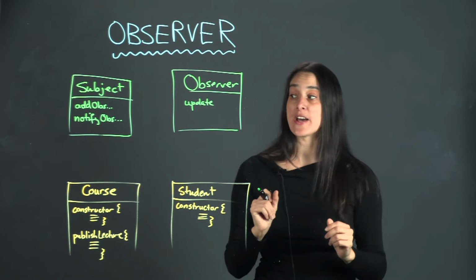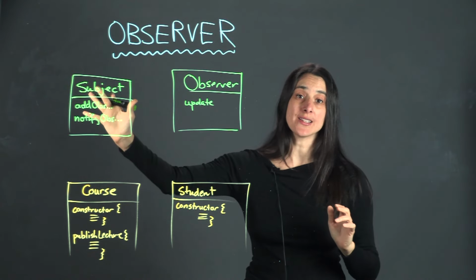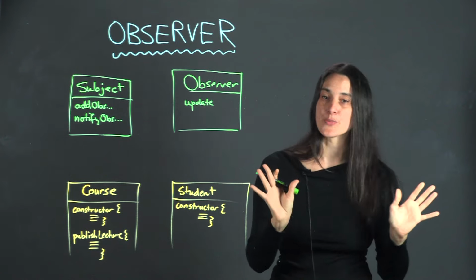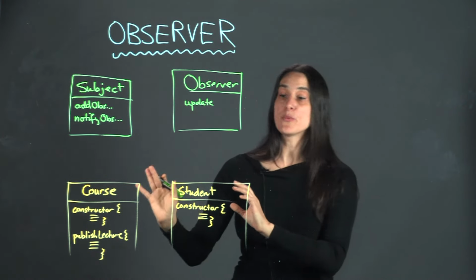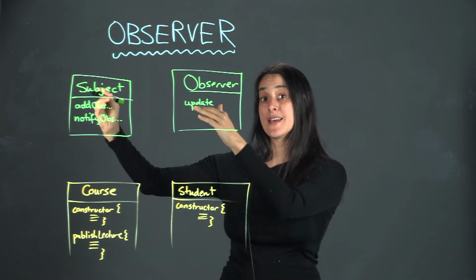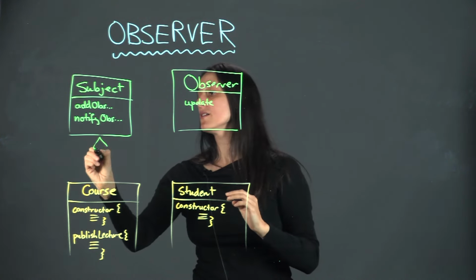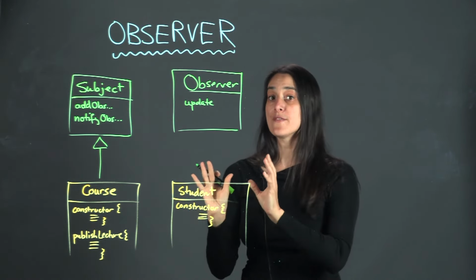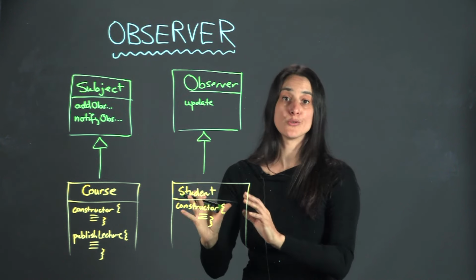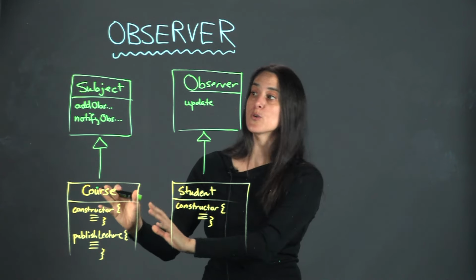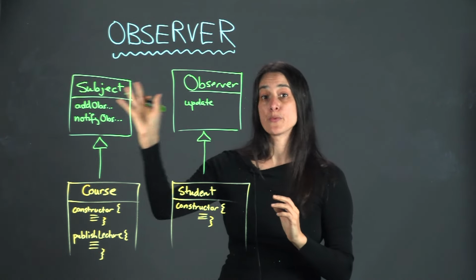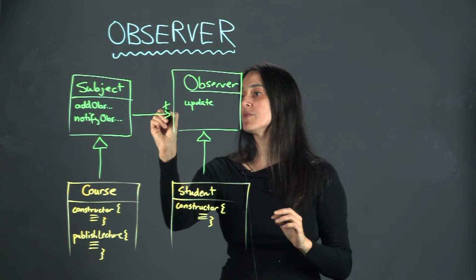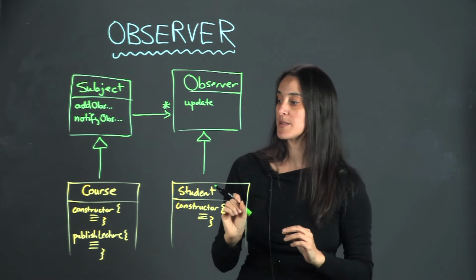To bring in the observer pattern, first we set up our subject class and our observer class. We would introduce those two classes in this arrangement into our system. Then we would figure out which of our classes should extend which of these classes. Here, we have the course extending subject because the course is a subject, and we have the student extending the observer because a student is an observer, specifically of a course. Then we would set up the relationship between the subject and the observer. So we put a list inside the subject that contains the observers.